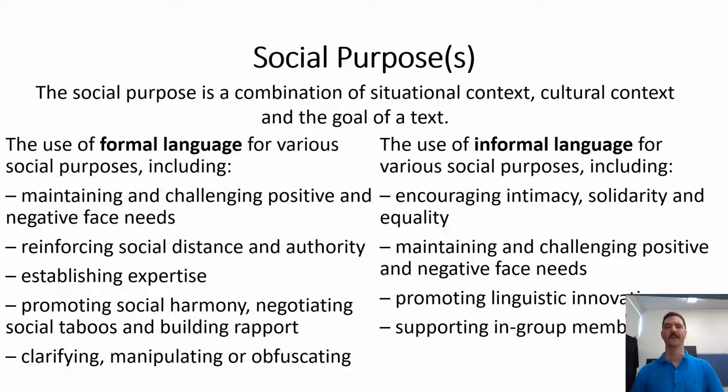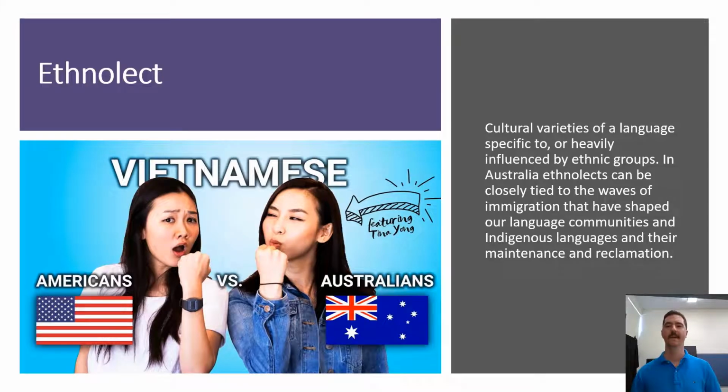All right, social purposes. So it's a combination of situational, cultural context, and the goal of the text. And these are directly from the study design. So there's the 5 for the formal and the 4 for the informal language that we basically just need to memorize and be able to recall. Ethnolect is basically, especially in Australia, thinking of Aboriginal or Indigenous languages and how those impact the language spoken, and also waves of migration. So Vietnamese English would be one ethnolect, Macedonian English and many other sort of migrant groups to Australia will speak a slightly different dialect, which we call an ethnolect.